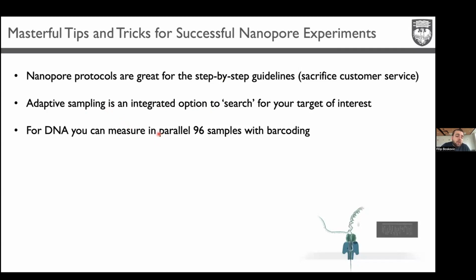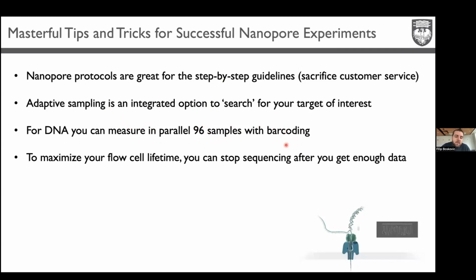For DNA, you can measure in parallel 96 samples, probably even more, with barcoding, at least the kit that the company provides. And then the usage of the flow cell depends on the length of time you're actively using it, and of course how long you are using it. Are you using it for months or for days? So if you have, let's say, 100 samples, it's a lot of samples. And you know that in 1 hour you get the information that you're looking for. You can immediately just wash it and run the next sample. And of course, you can later say, oh, I want more data.